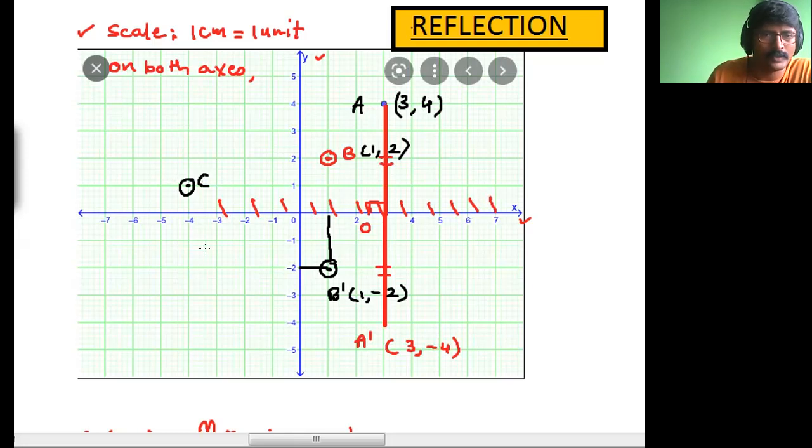Let's say C, and it is reflecting under x-axis. So this will come over here, isn't it? So this will become C prime. Now, can you do this exercise? What are the coordinates of C and what are the coordinates of C prime?